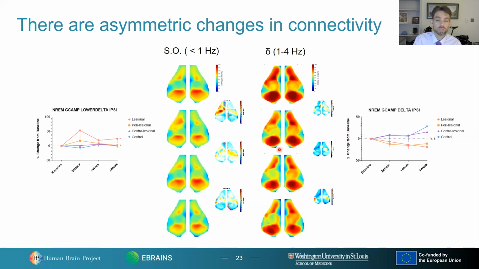When we look at the slow oscillation frequency band, we actually see acutely in that first 24 hours a significant increase in connectivity that then returns, non-significantly, back towards baseline levels, which we quantify here again in a region of interest-based approach. There, the only changes, per se, that persist are over the lesional area, where in the delta range we see that persistent loss of ipsilesional connectivity and the contralateral increases in connectivity.